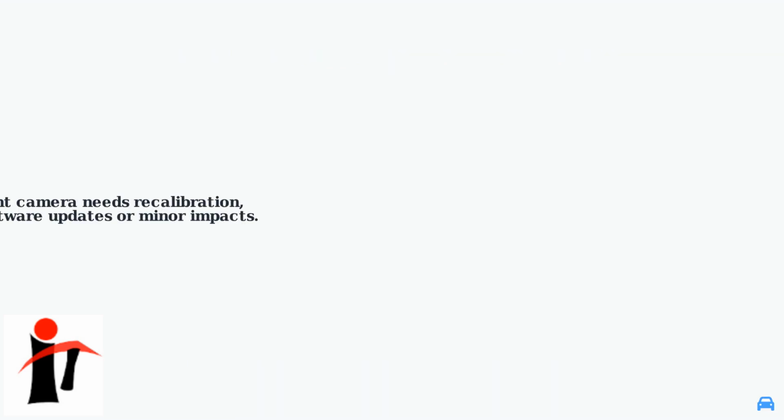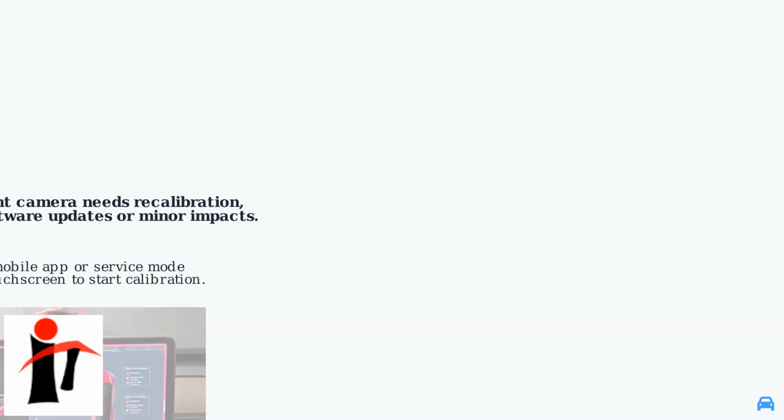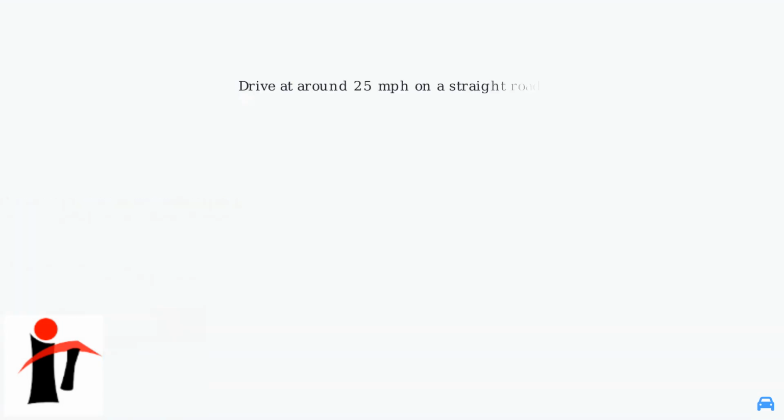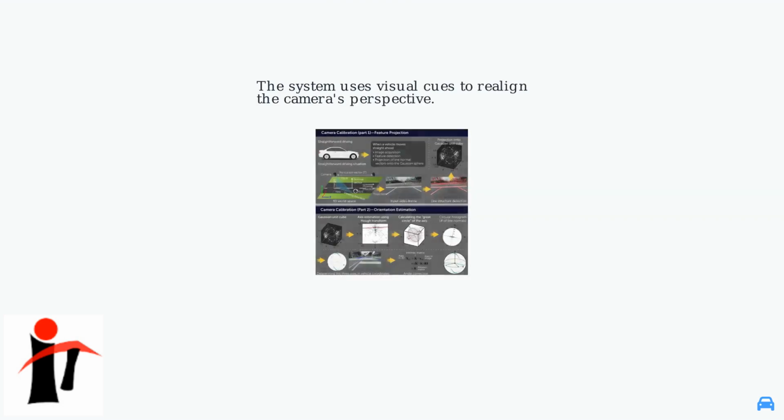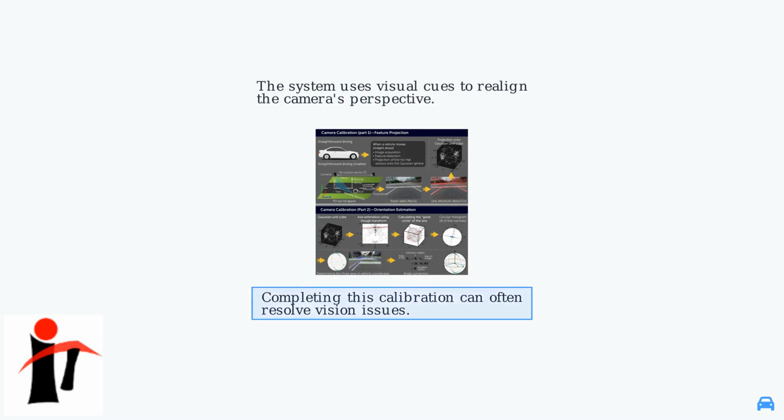Sometimes the front camera needs recalibration, especially after software updates or minor impacts. Use the Tesla mobile app or service mode on the car's touchscreen to start calibration. This usually involves driving at around 25 miles per hour on a straight road, following the on-screen prompts. The system will use visual cues to realign the camera's perspective. Completing this calibration can often resolve vision issues.